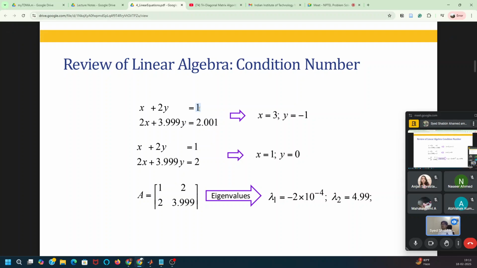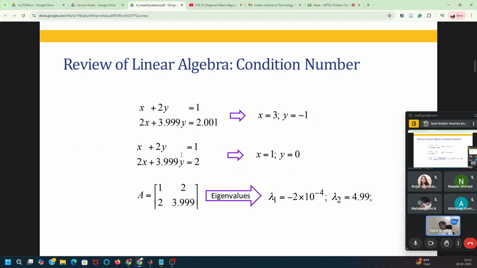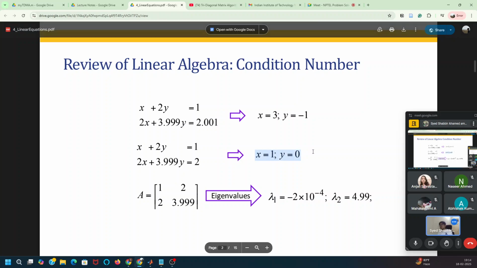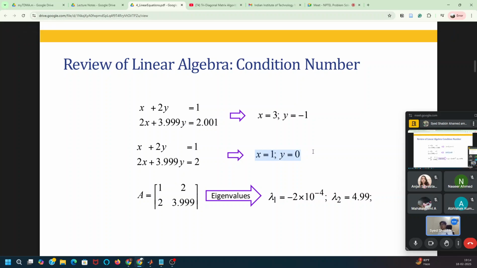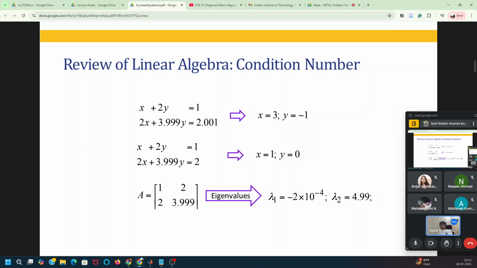If this condition number is very high, then your system will become very unstable, and you can get very different solutions even for smaller changes, as you can see on the right side. If I have 2.001, I am getting this solution. As soon as I change this value for the same system, you can see that the solution is diverging very heavily. This is because these two equations are very linearly dependent.